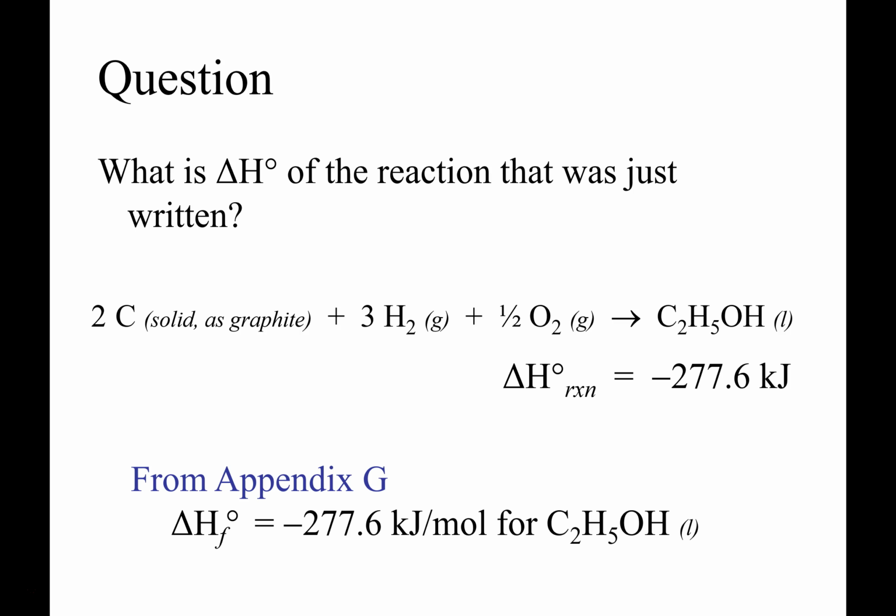So 277.6 kilojoules of energy would be released by taking 2 moles of carbon, 3 moles of hydrogen, and 1/2 mole of O2 to produce 1 mole of, I get my methanol and ethanol mixed up, ethanol. And not surprisingly, it coincides with the enthalpy of formation of C2H5OH from a few slides ago. And it should. I hope that makes sense. So this is enthalpy of formation.